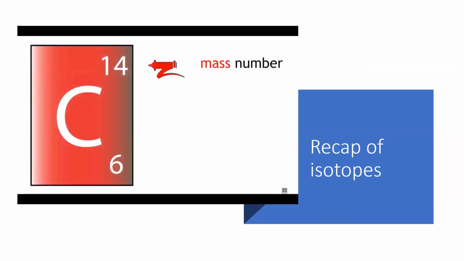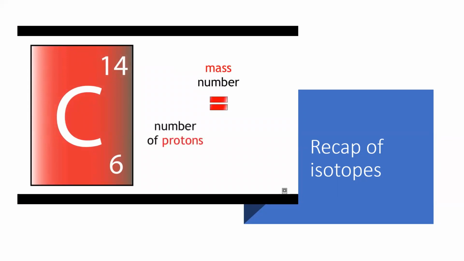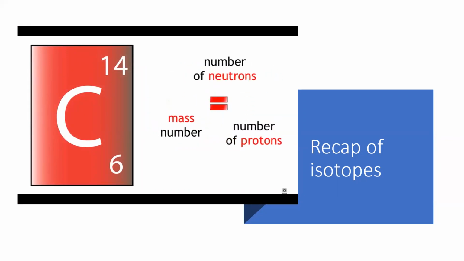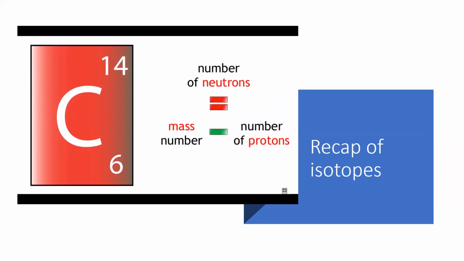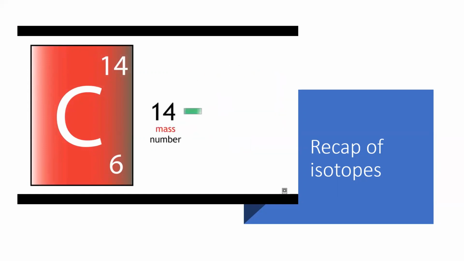Carbon-14 has a mass of 14, but it still only has 6 protons. Mass number equals protons plus neutrons. Rearrange: neutrons equals mass number minus protons. 14 minus 6 equals 8. Therefore, carbon-14 has 8 neutrons.